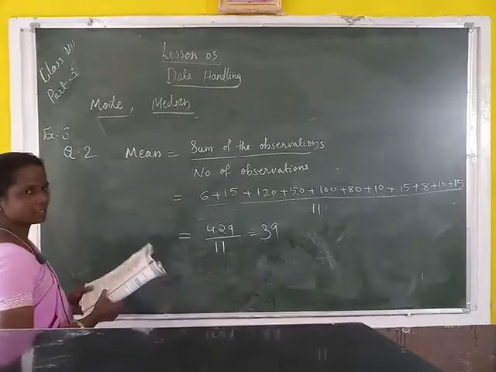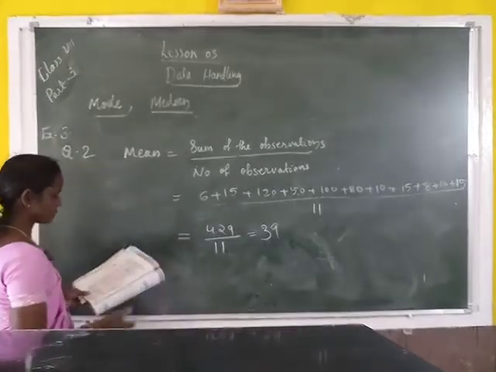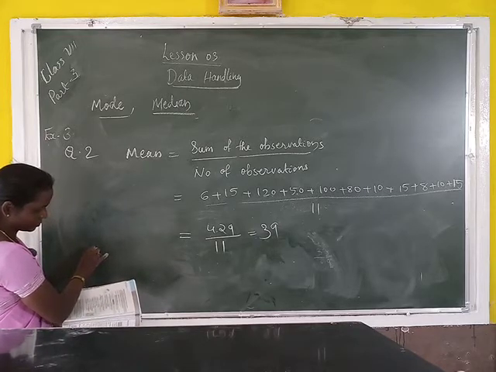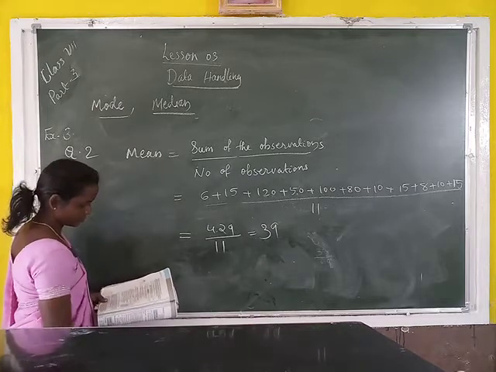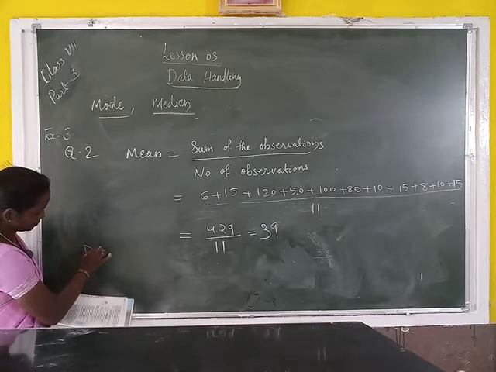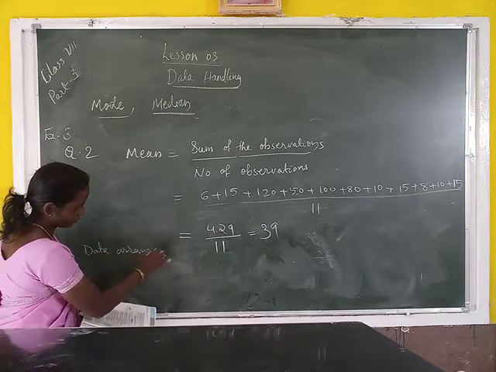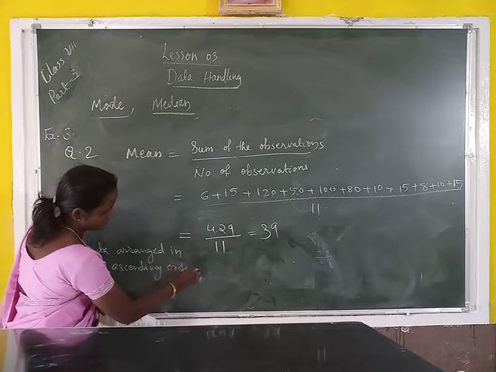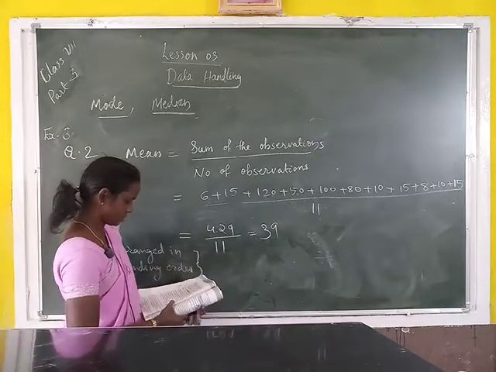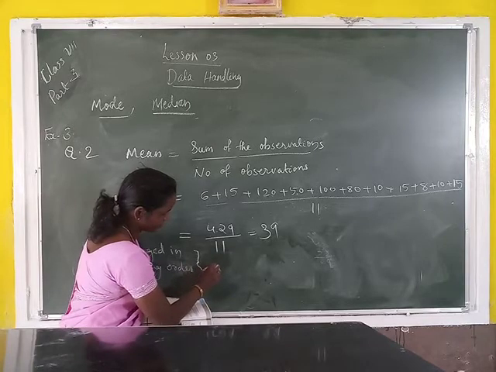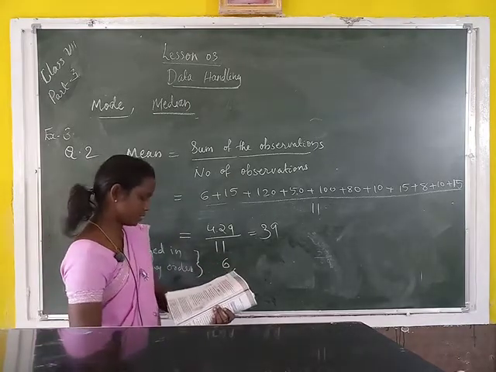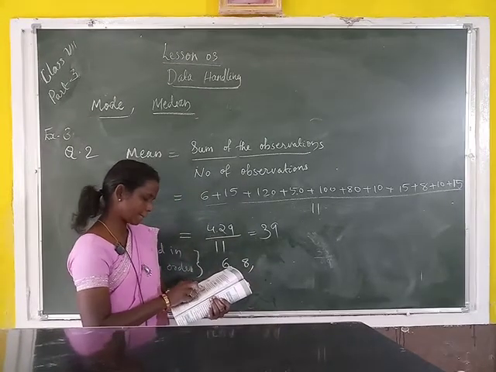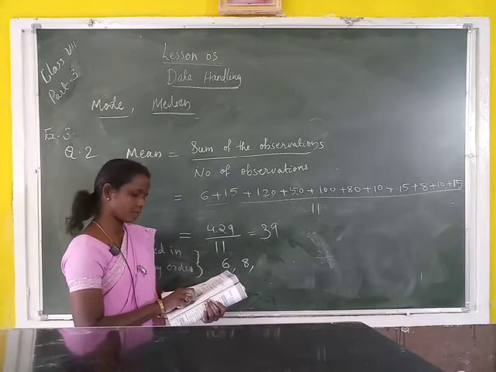Next, we can find out the mode and median. First we arrange these numbers in ascending order or descending order. Here we arrange them in ascending order. First, the smallest number is 6. Next, 8, which repeats only 1 time.